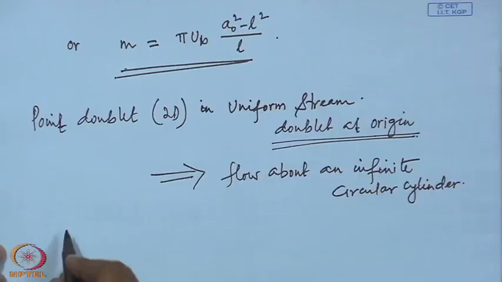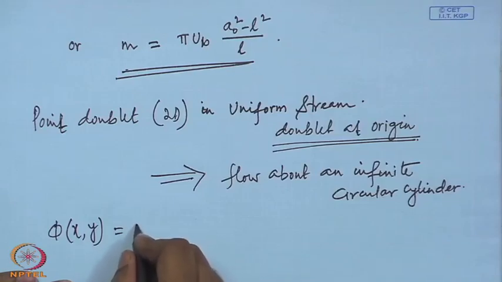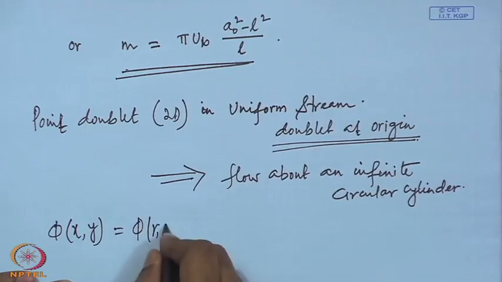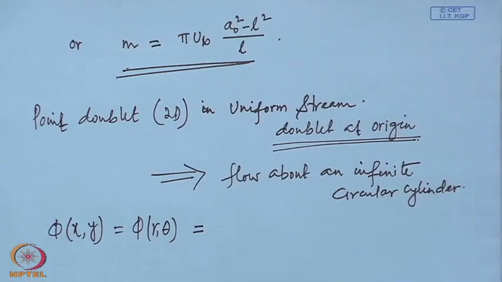So, once again let us write the potential function and stream function at a point. So, potential function at any point x y, what it will be? It will be convenient to work now in terms of r and theta. So, we will write r theta. The potential function in terms of r theta is how much? Once again uniform stream along x direction. So, the potential function is u infinity x or u infinity r cos theta, okay.